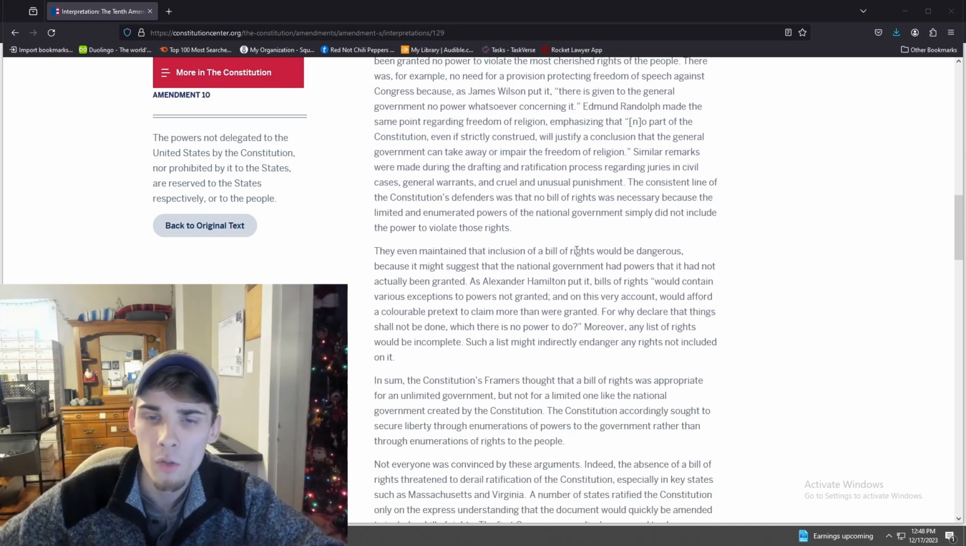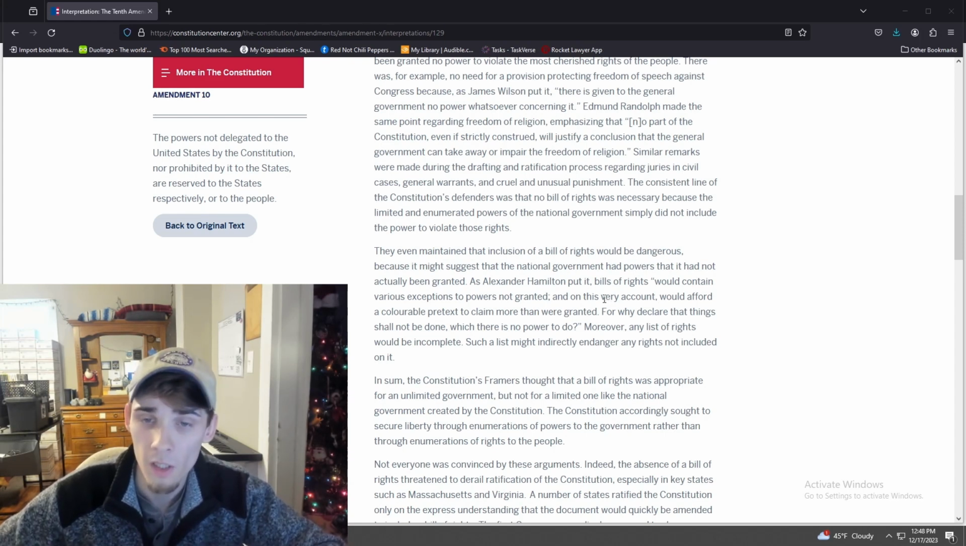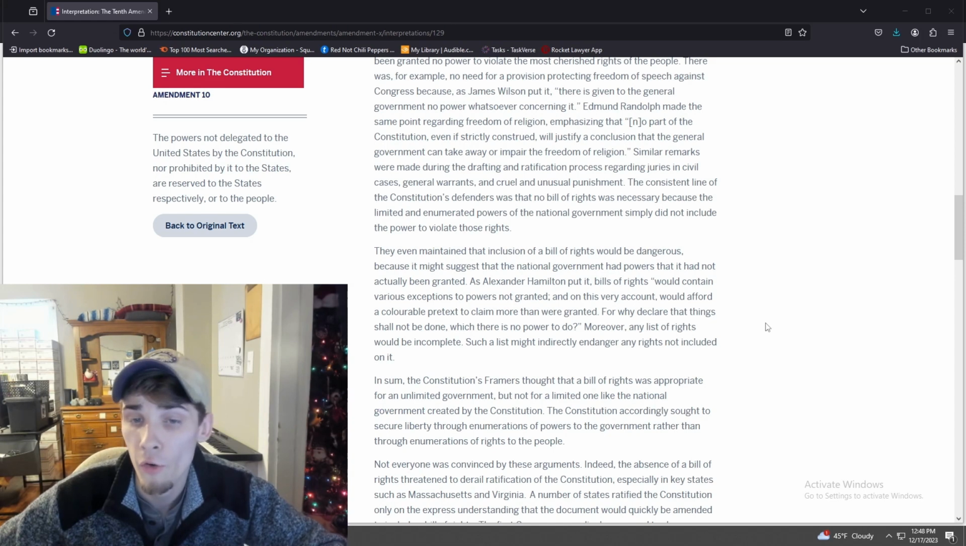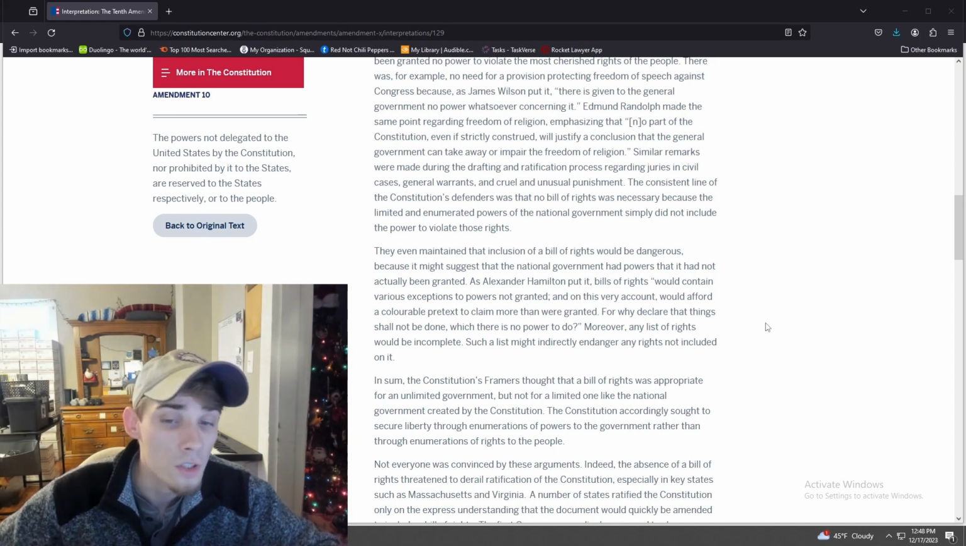They maintained that the inclusion of a Bill of Rights would be dangerous because it might suggest that the national government had powers that had not actually been granted. As Alexander Hamilton had put it, a Bill of Rights would contain various exceptions to powers not granted, and on this very account would afford a colorable pretext to claim more than were granted. Why declare that things shall not be done, which there is no power to do? Moreover, any list of rights would be incomplete. Such a list might indirectly endanger any rights not included on it.